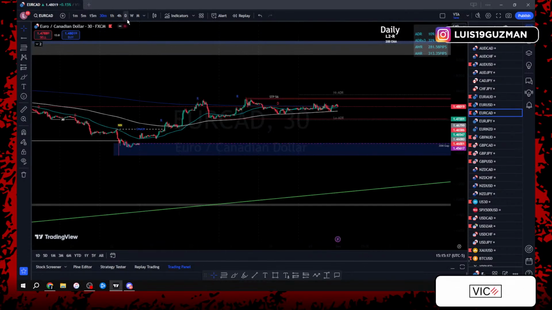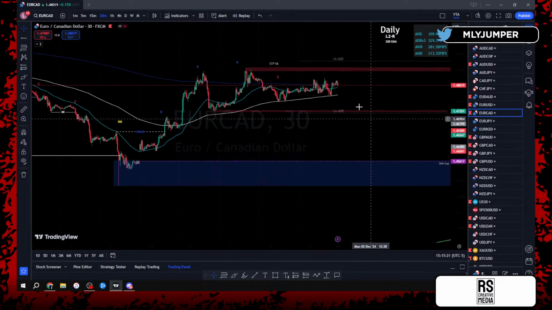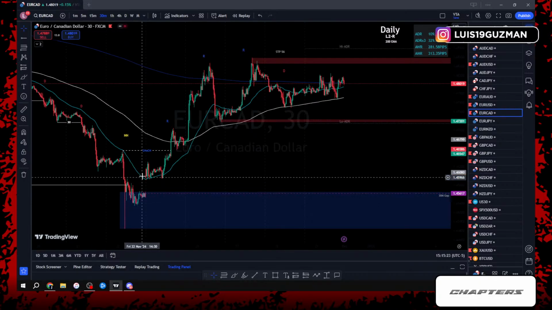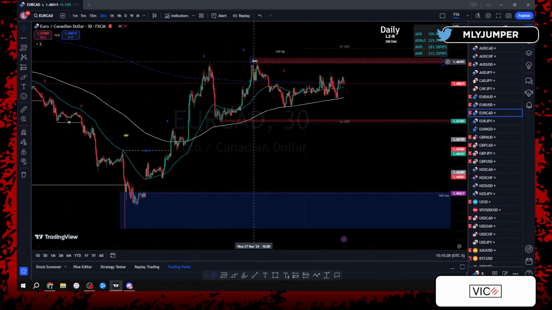And right now in the 4-hour time frame, price is still giving us lower lows, lower highs. In the 30-minute time frame, we turned around, we started making higher highs, change of character, higher low, higher high, higher low, to where we're at now, higher high.